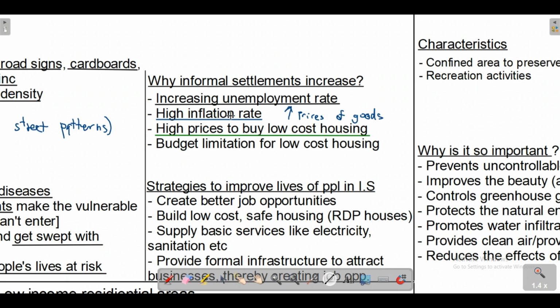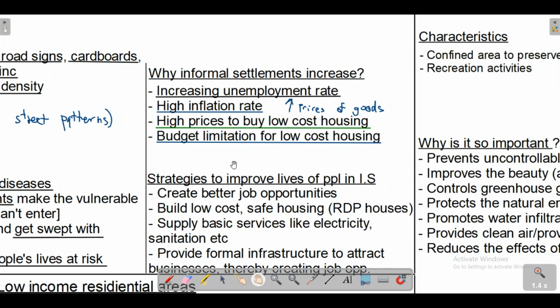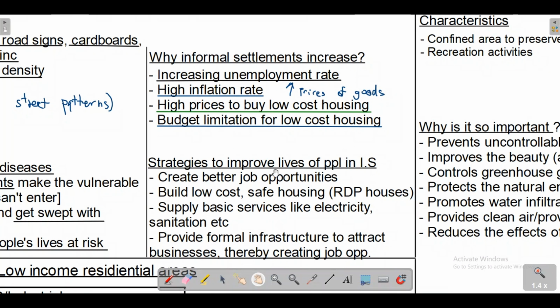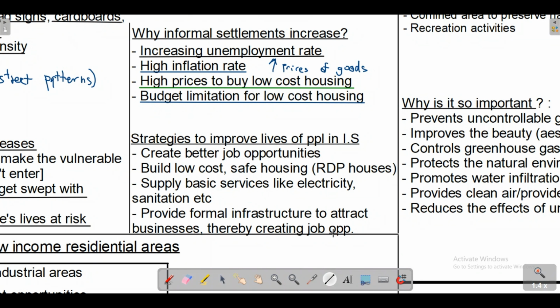Now, thinking about this, if you're going to buy bread that is costly, food that is costly, electricity that is costly, and so on, how are you going to afford low cost housing that is costly as well? So that's another point. Low cost housing is expensive because of this high inflation rate. And the last point, there are budget limitations for low cost housing. Because the budget allocated for housing is not enough, informal settlements will increase. We do not have housing, so we are going to build more informal settlements because government is not providing us with housing. And remember, guys, every South African citizen has a right to shelter. And so the government has to work harder.